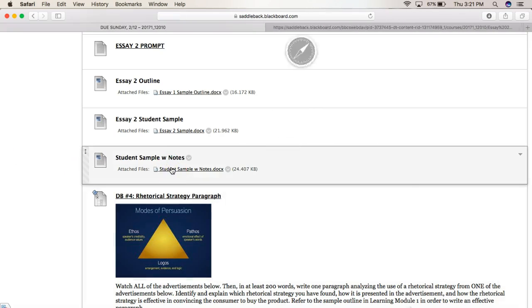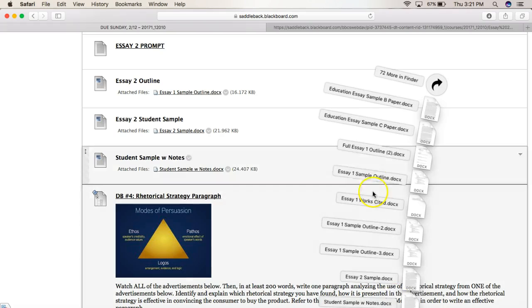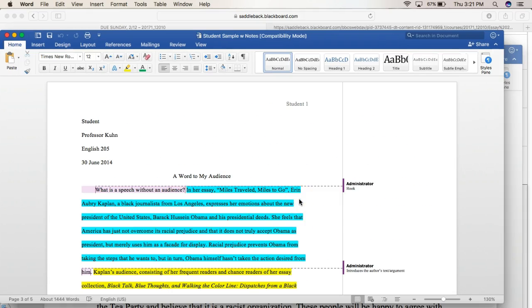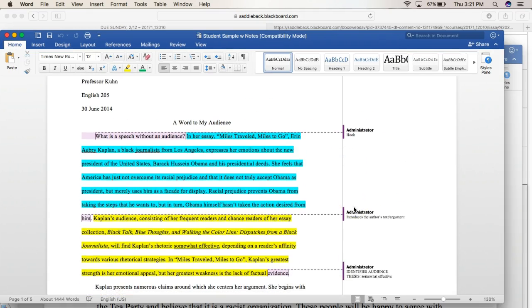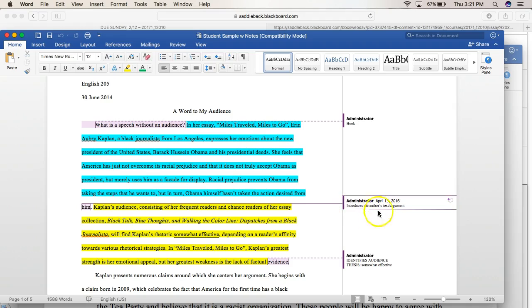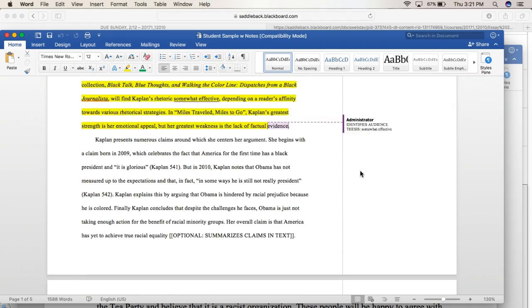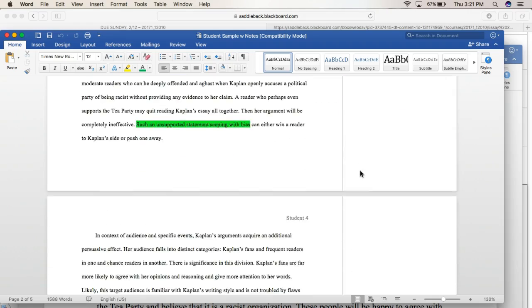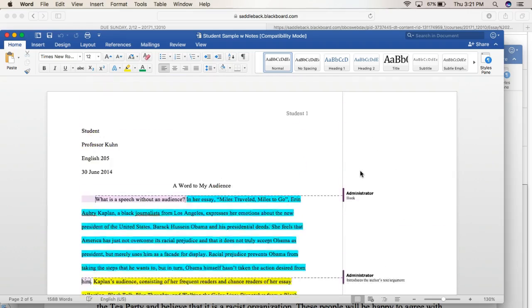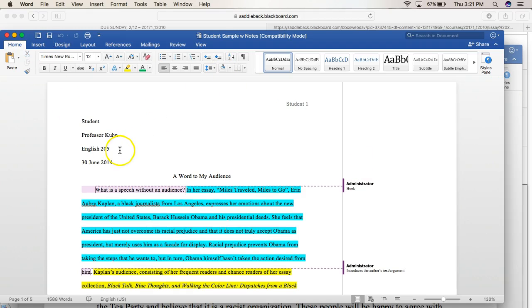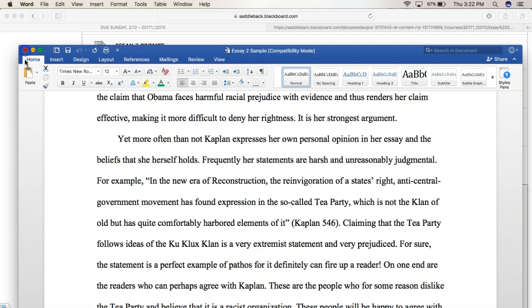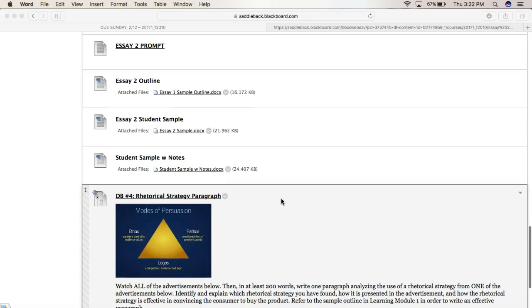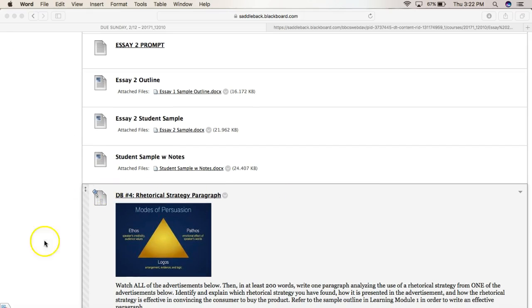I've also included a document that has the sample essay with some notes, okay? And so you can kind of see the breakdown. There's a hook, and then I've highlighted it and kind of annotated what this student is doing in terms of answering the prompt, okay? So you can kind of go through that as well. And this is, again, the same essay as the sample, it's just with notes on it, okay? So there's tons of resources here to help you, but if you have any questions, don't hesitate to email me.